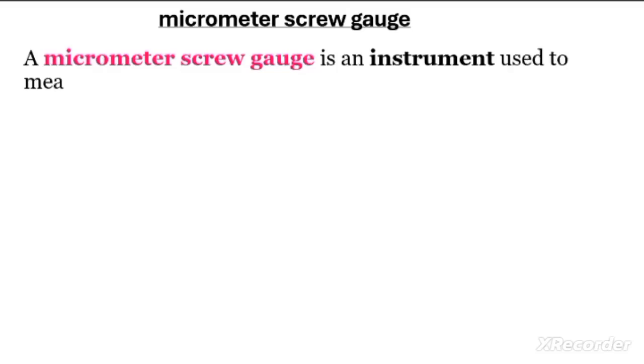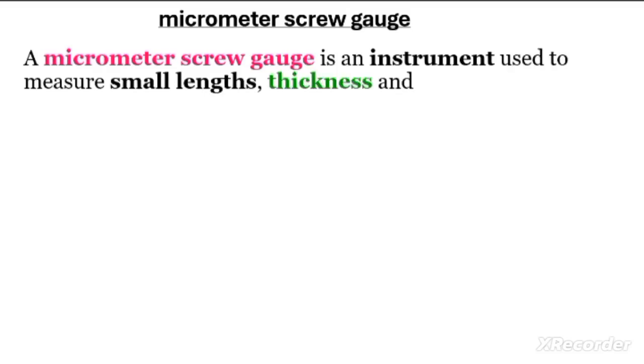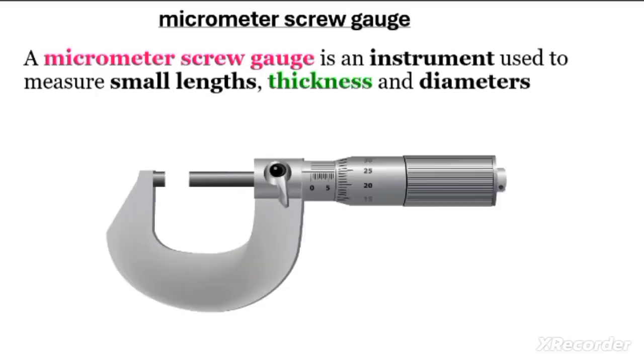micrometer screw gauge. Okay, so we need to remember that micrometer screw gauge is an instrument used to measure small lengths, thickness, and diameters. Take note, this one specializes in measuring small lengths, thicknesses, and diameters. So this is how micrometer screw gauge looks like. Okay, so from there we are also going to look at the parts of micrometer screw gauge.